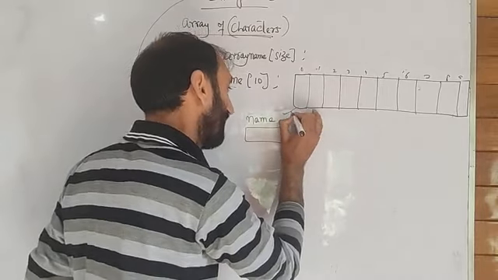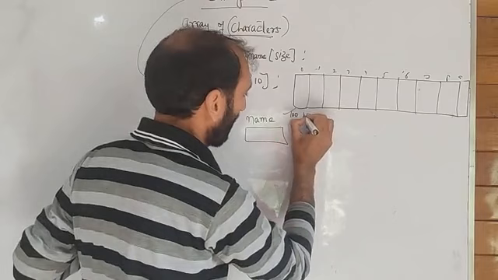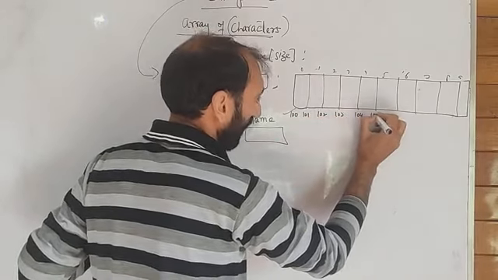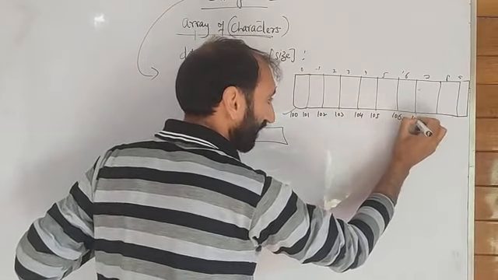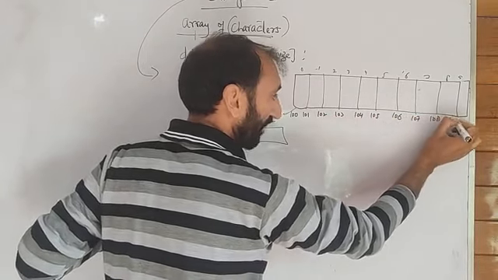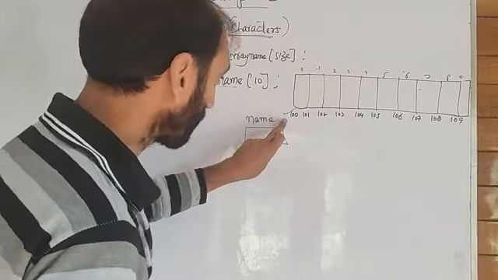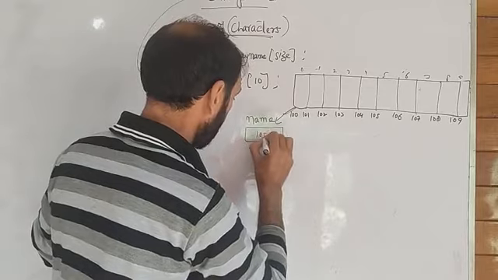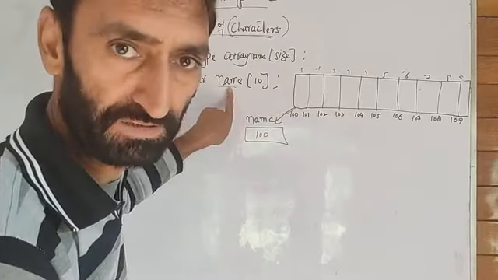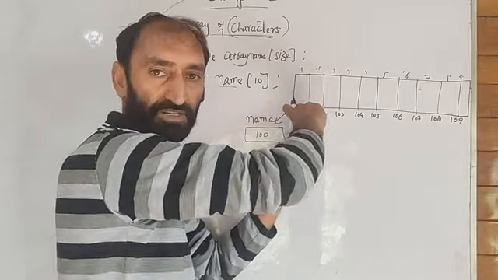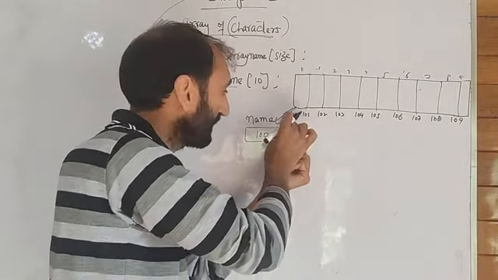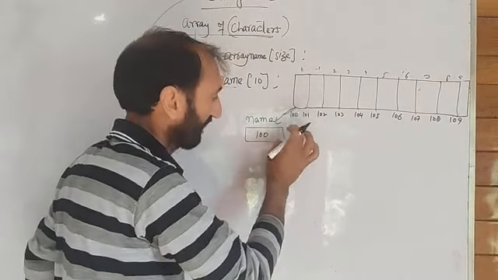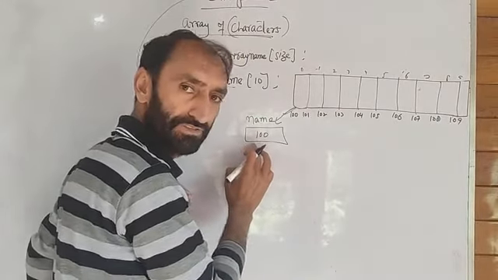For example, say the address is 100, then 101, 102, 103, 104, 105, 106, 107, 108 and 109. The starting address, which is the base address, gets stored in this name. Actually, the name of the string is the pointer to the array string. That means it contains the base address of that string, the starting address, here 100.